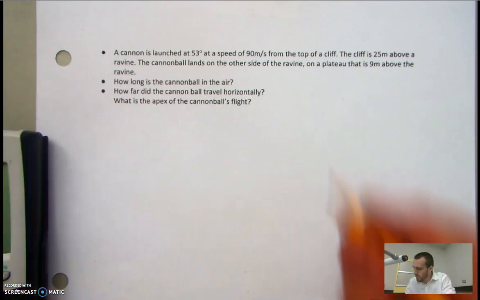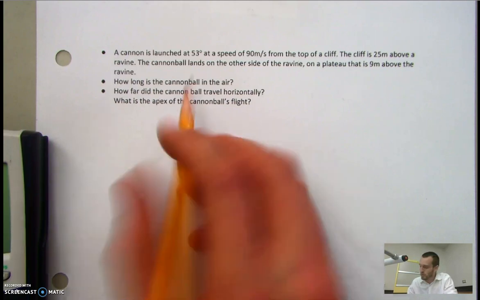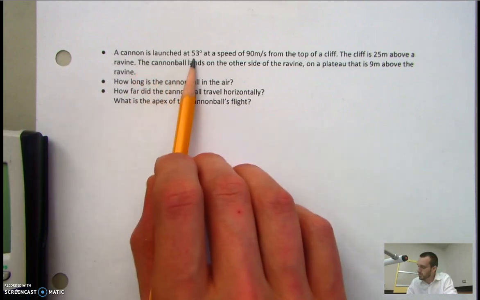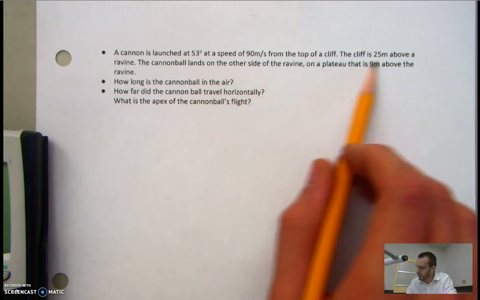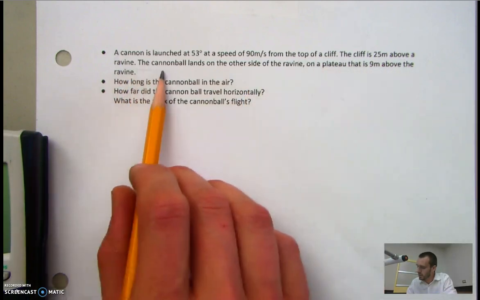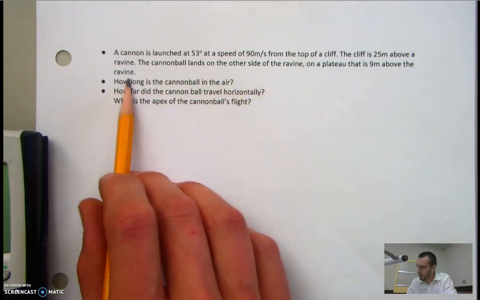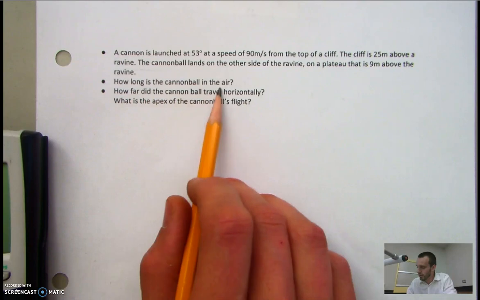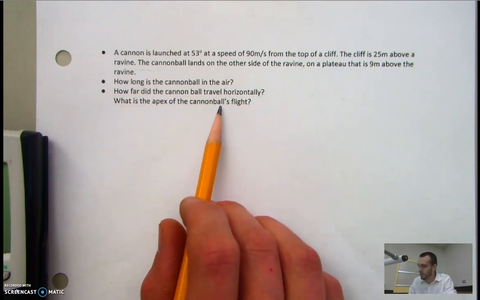Now in AP Physics, the first part of our problem solving strategy, the first step, is to understand the question. So a cannon is launched at 53 degrees at a speed of 90 meters per second from the top of a cliff. The cliff is 25 meters above a ravine. The cannonball lands on the other side of the ravine on a plateau that is 9 meters above the ravine. How long is the cannonball in the air? How far does it go? And what's the apex or the highest point in the cannonball's flight?